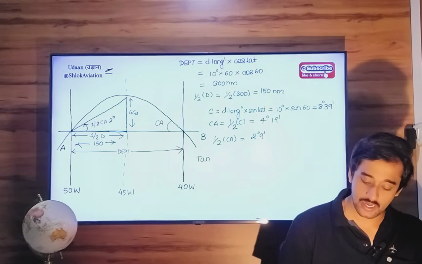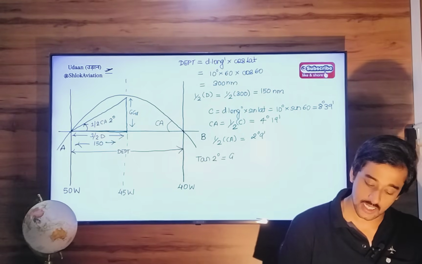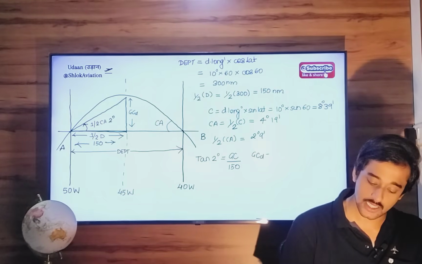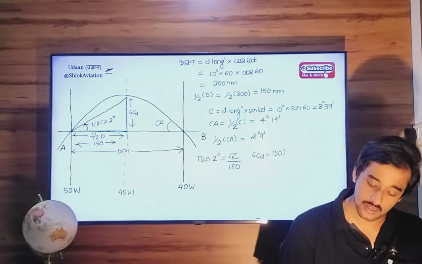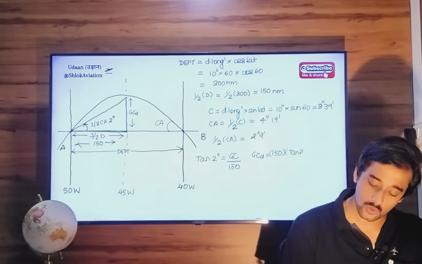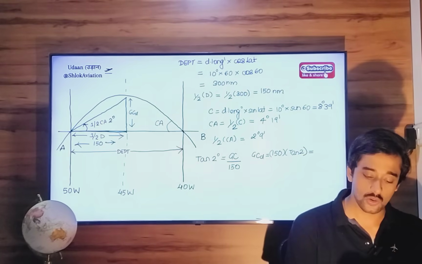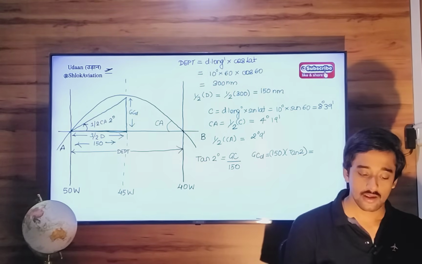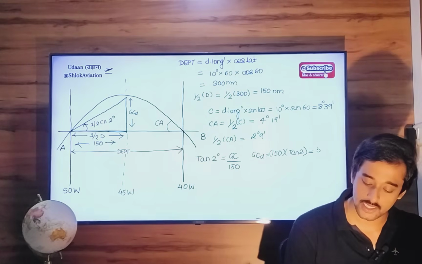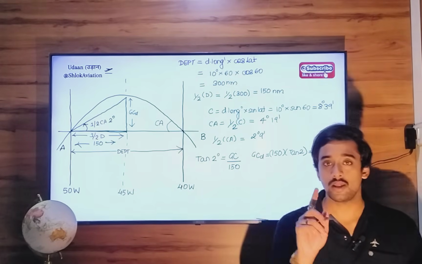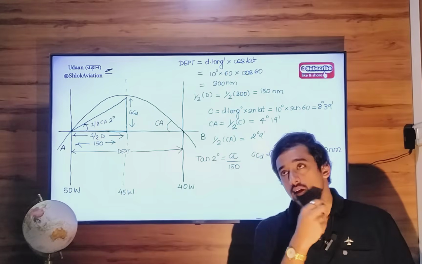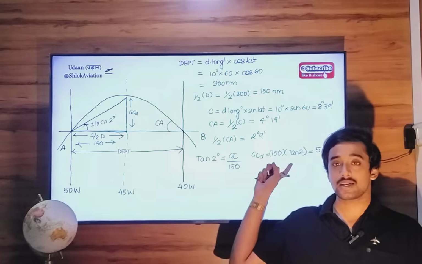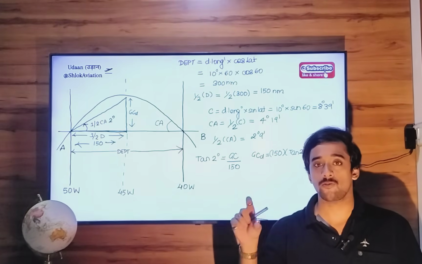Tan 2 degrees. The opposite side is the great circle side. Distance is 150 miles, so the great circle distance will be 150 multiplied by tan 2. Tan 2 into 150 is 5.2 nautical miles. Now we know that 1 minute of latitude is 1 nautical mile, so approximately 5 nautical miles of distance will be equal to 5 minutes of latitude.